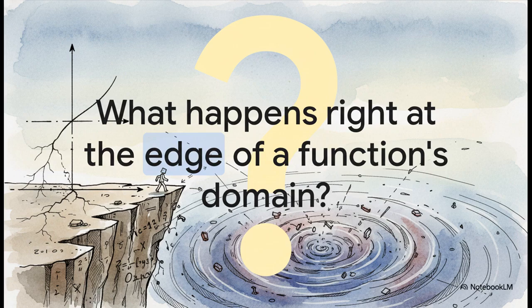It doesn't exist there. But what's it doing as it gets really ridiculously close to 3? You know, if these rules define the edge of the map, what happens when you walk right up to the edge of the cliff and peek over? Well, that is a story for another time.